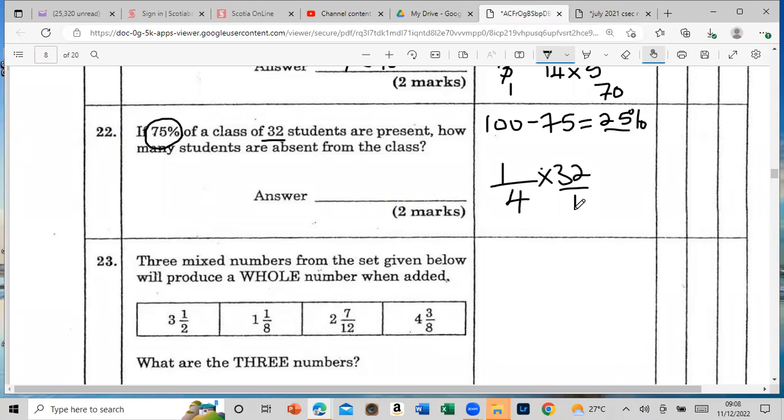Somebody help me out now. What's a quarter of 32? 16. 8. 8 is correct. So all we're doing is dividing by 4. 4 into 4, 1. 4 into 32 is 8. 16 would be what fraction? A half. So that person should have divided by 2 again.